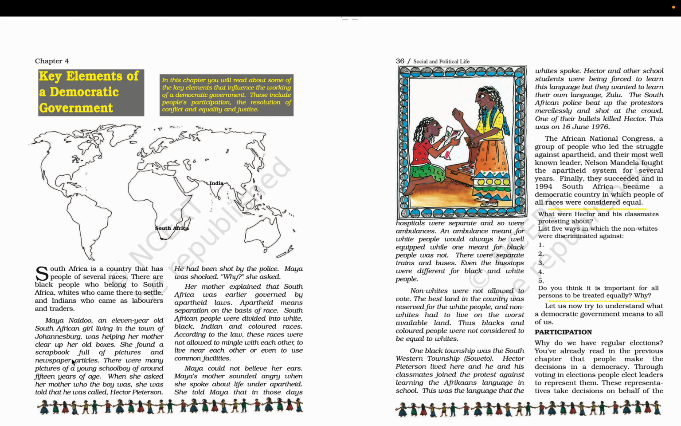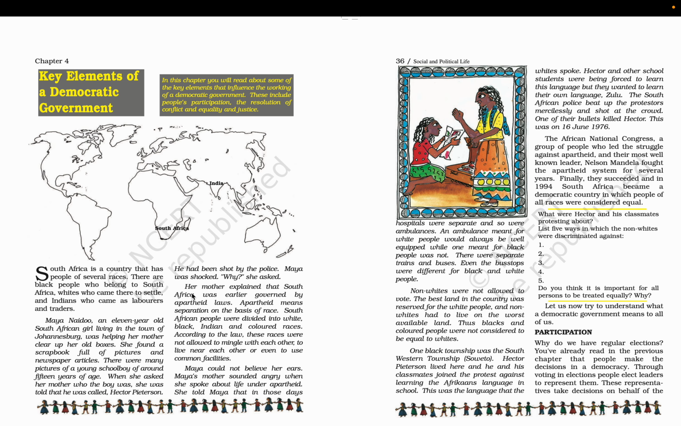She found a scrapbook full of pictures and newspaper articles. There were many pictures of a young schoolboy of around 15 years of age. When she asked her mother who the boy was, she was told that he was called Hector Peterson. He had been shot by the police. Maya was shocked. Why? She asked.